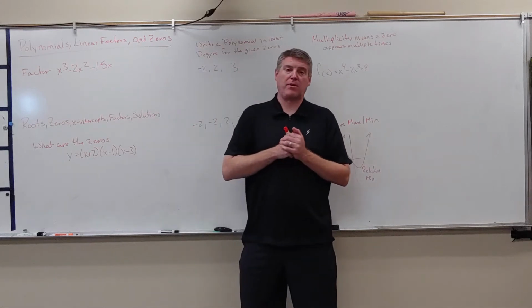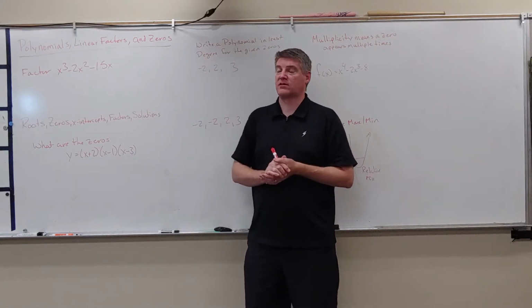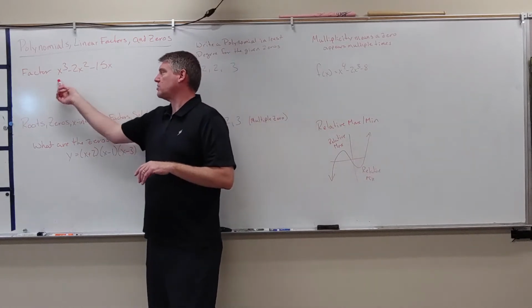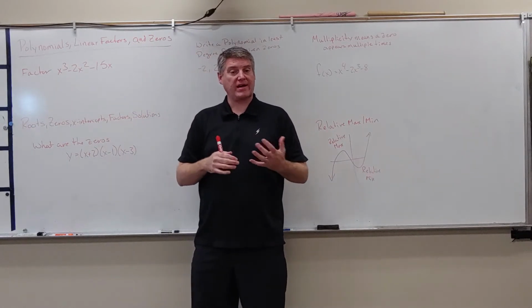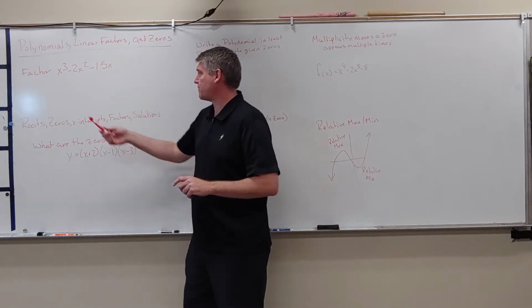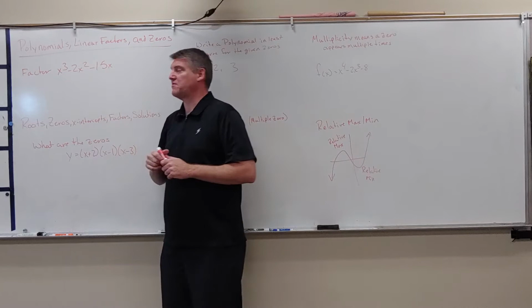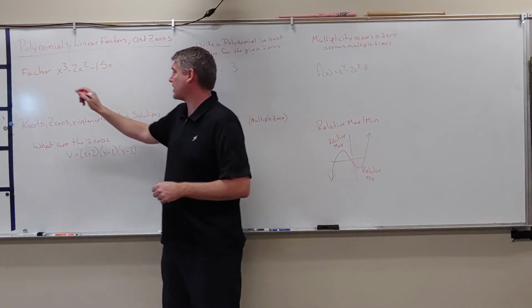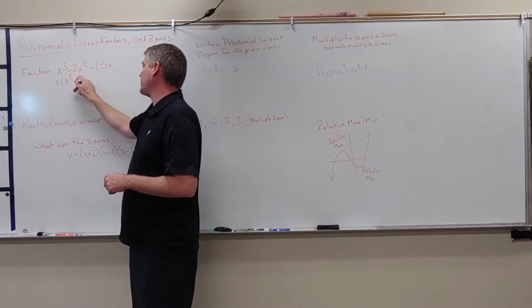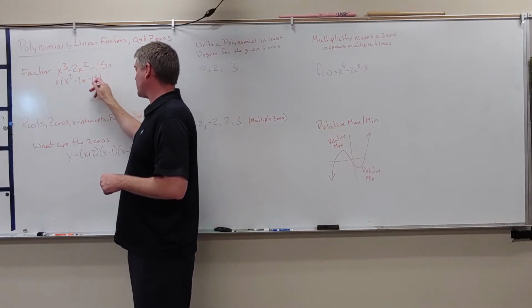All right, we're going to talk about polynomials, linear factors, and zeros, okay? So we're going to jump in and factor this one to get you thinking about those factors. The first thing I notice is that every single one of those terms has an x, so I'm going to factor out an x. This leaves me with x squared minus 2x minus 15.